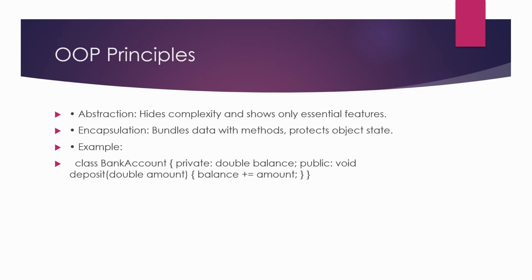Let's now look at the four fundamental principles of OOP: abstraction, encapsulation, inheritance, and polymorphism. Abstraction hides the complex implementation details and shows only the essential features, while encapsulation bundles data and methods, protecting the object's internal state. These principles work together to make software easier to understand and maintain.